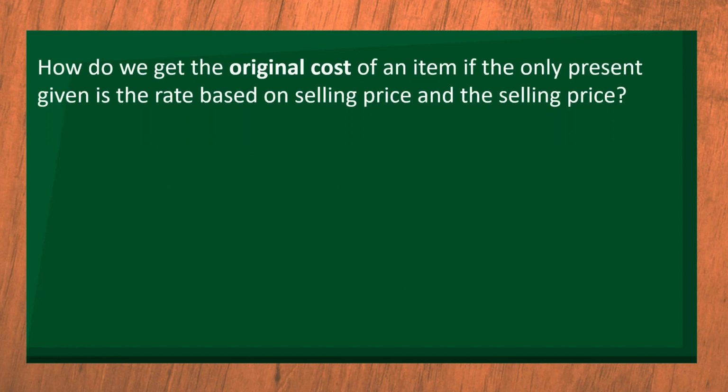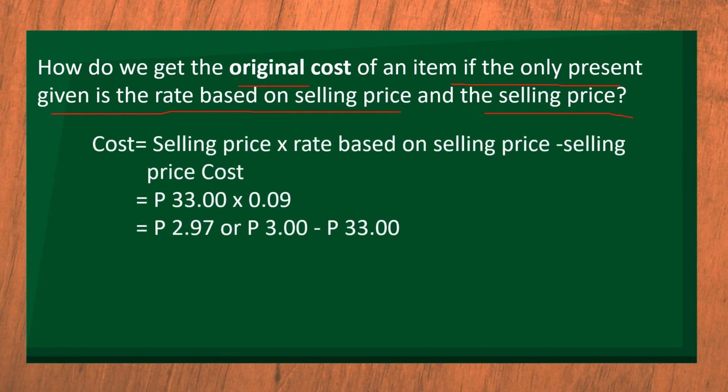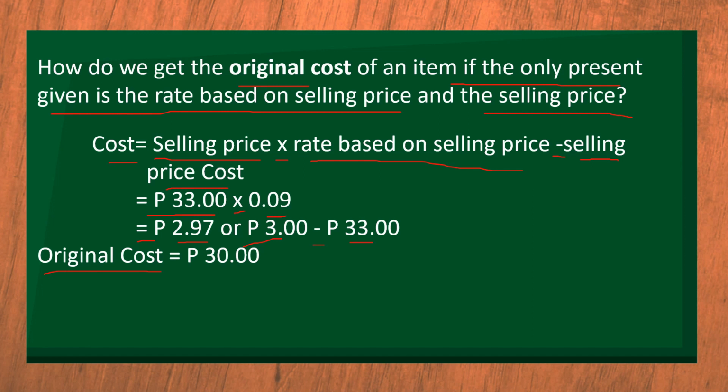How do we get the original cost of an item if the only present given is the rate based on selling price and the selling price? The formula is cost is equal to selling price multiplied by rate based on selling price, minus the selling price. Cost is equal to 33 pesos multiplied by 0.09 is equal to 2.97, rounded off to 3 pesos, subtracted from 33 pesos is equal to 30 pesos, which is the original cost.